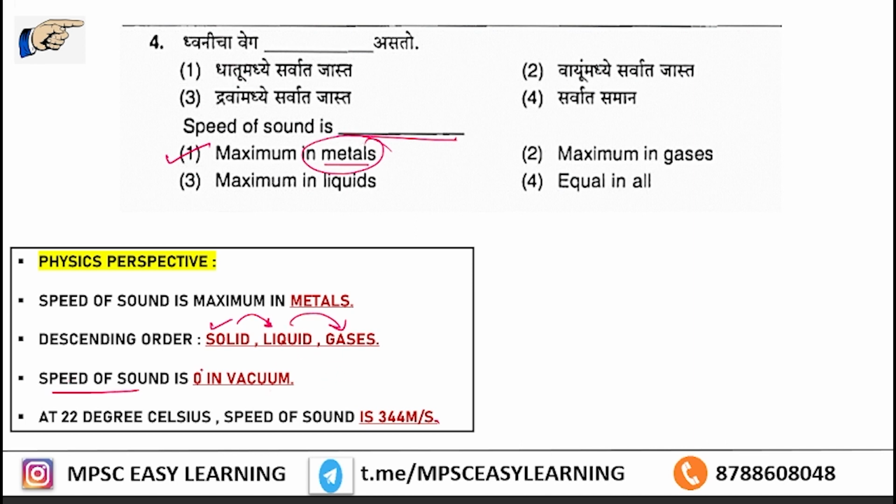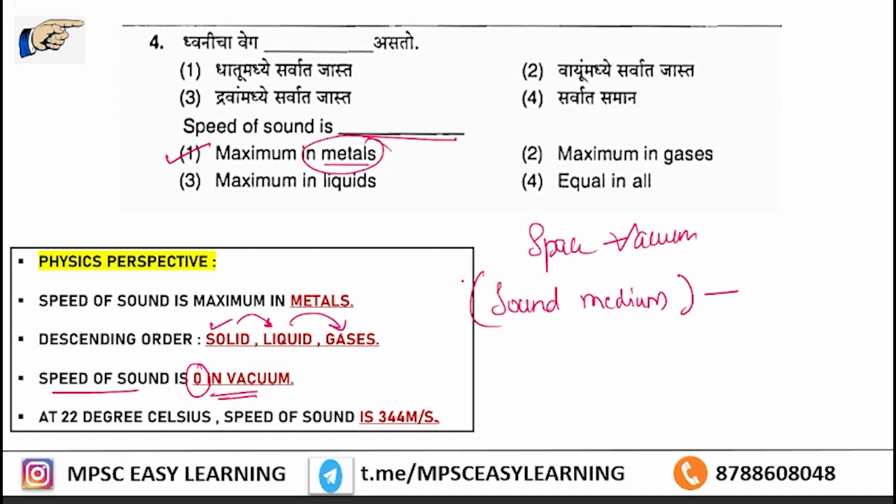The speed of sound is 0 in vacuum. That means sound does not travel in vacuum. In space you can't hear. Why? Because there is vacuum. This tells us that sound requires a medium for propagation. Okay, please keep this sentence in your mind. They always ask this. Now at 22 degrees Celsius, the speed of sound is 344 meters per second. These are the most important facts about this concept.